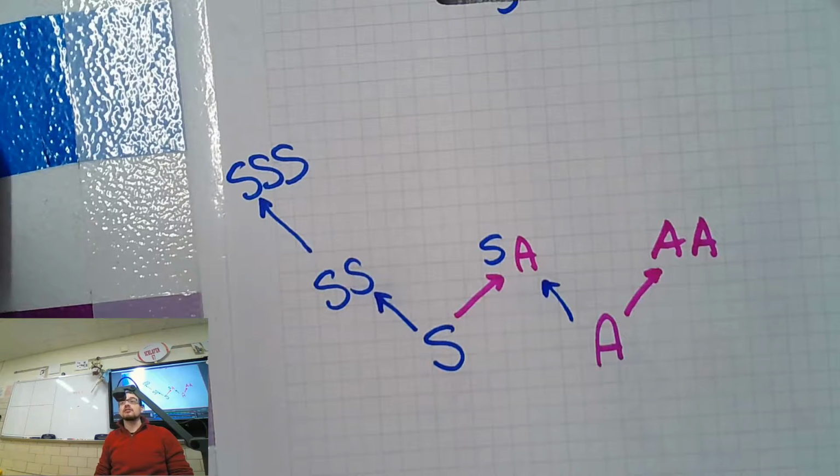Fill out the rest of the chart. Find all the possible combinations. You may begin. Work together.